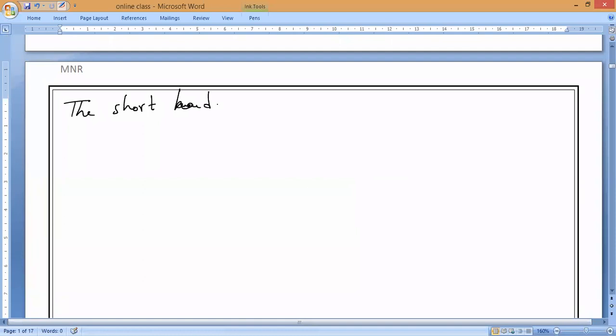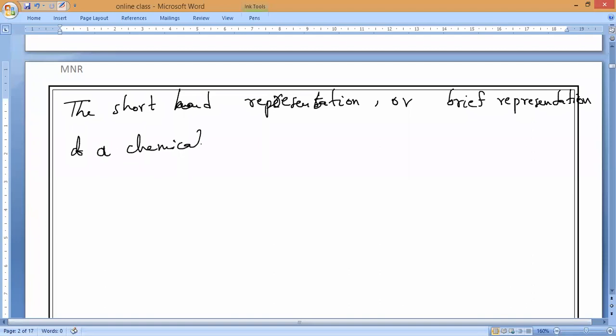The shorthand representation or brief representation of a chemical reaction. Any doubt, anybody can ask me. Of a chemical reaction by using what? By using the symbols and formulae.